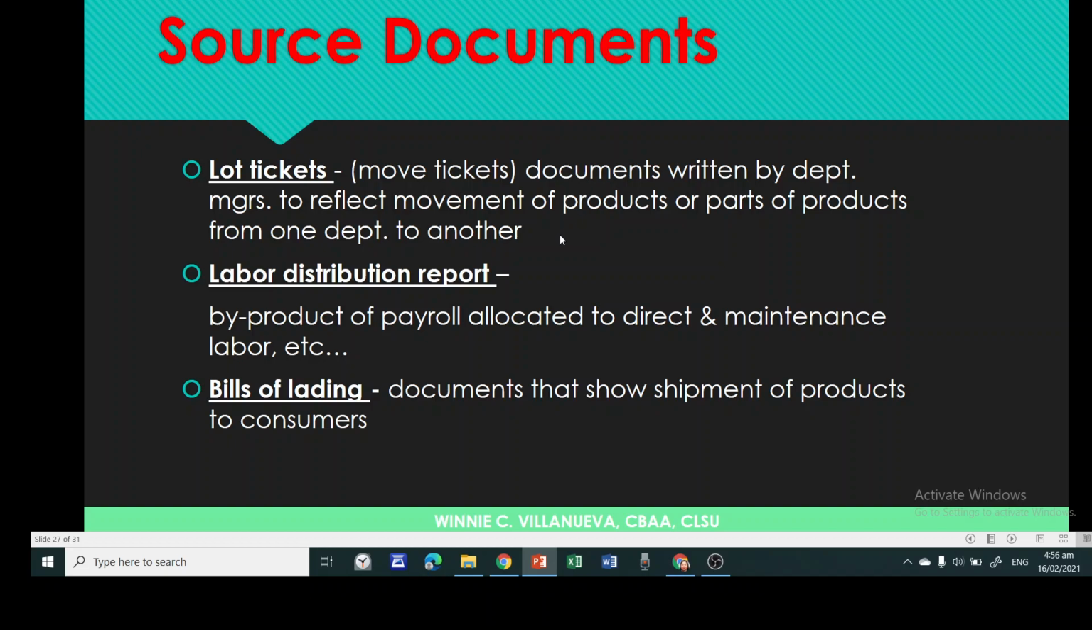Di ba yung sample natin last time? Pag patahiin yung damit, di ba meron yung tela lalagyan ng pattern. Pagkatapos ng pattern, i-cut siya. Pagkatapos i-cut, itatahi. Those who are making the pattern, those who are cutting, and those who are sewing, tatlong phase yon. Para mailipat mo from phase 1 to phase 2, you need lot ticket. The labor distribution report, titingnan dito yung sa indirect and direct labor. Bill of lading will be directly related to the transportation of the goods from the company or from the firm to the consumer or the client.